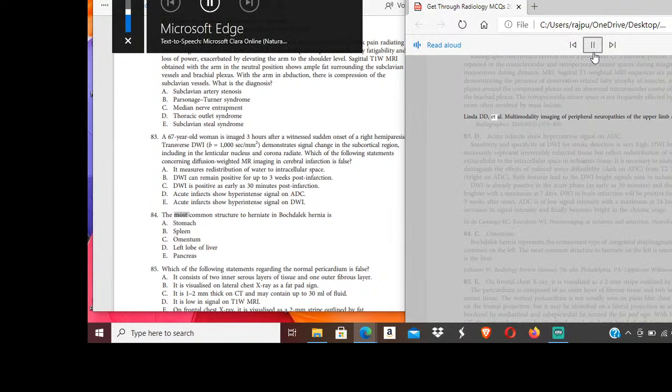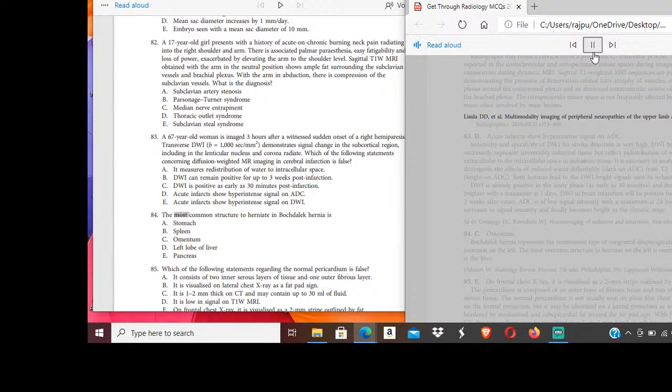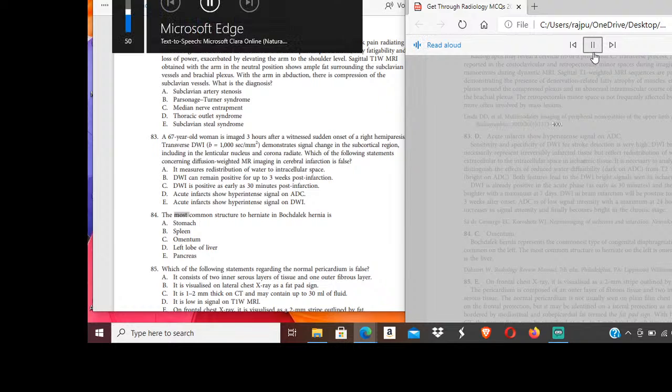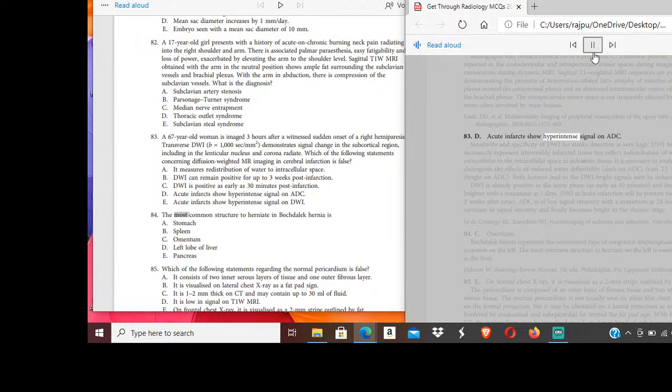Linda D.D., et al. Multimodality imaging of peripheral neuropathies of the upper limb and brachial plexus. Radiographics 2010, 30, 1373-1400. 83. D. Acute infarcts show hyperintense signal on ADC. Sensitivity and specificity of DWI for stroke detection is very high. DWI bright signals do not necessarily represent irreversibly infarcted tissue, but reflect redistribution of water from the extracellular to the intracellular space in ischemic tissue.